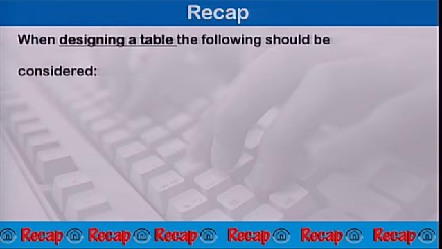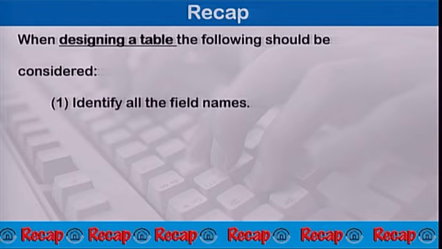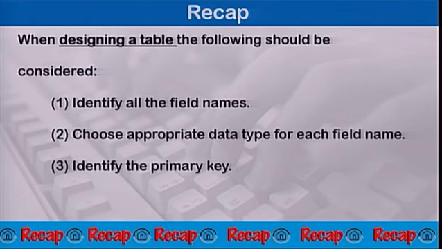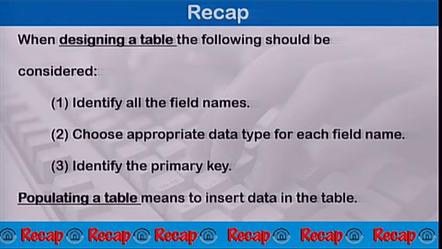When designing a table, the following should be considered. First, identify all the field names. Second, choose appropriate data type for each field name. And third, identify the primary key. Populating a table means to insert data in the table.